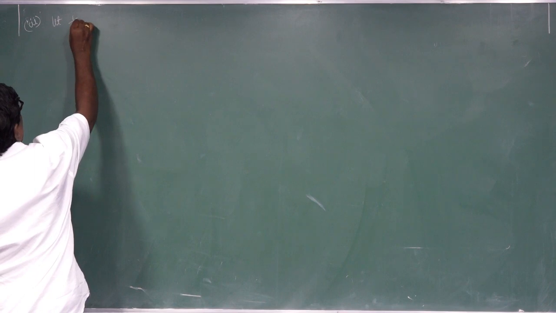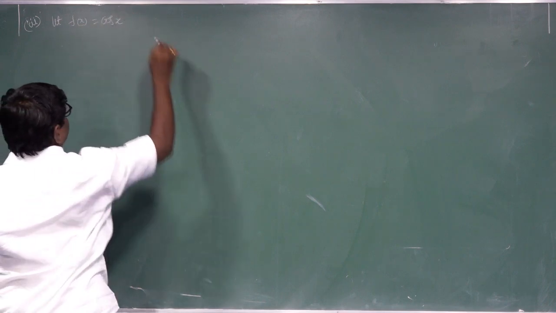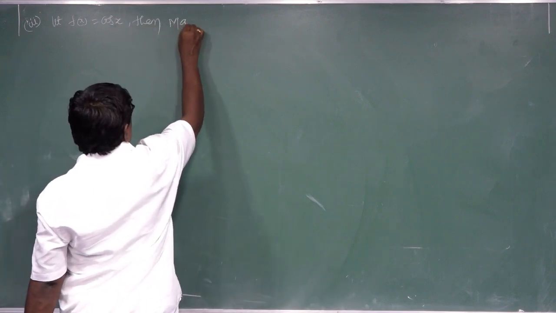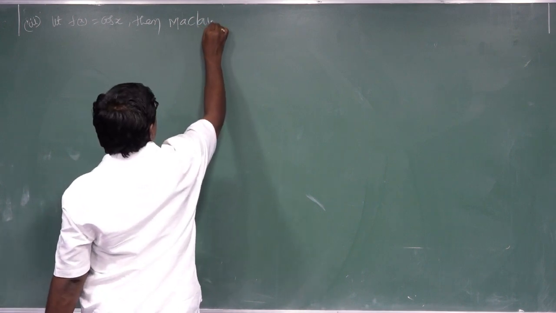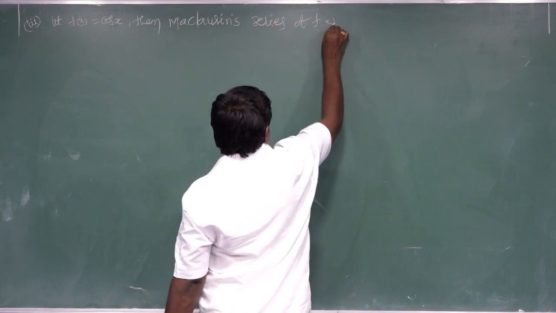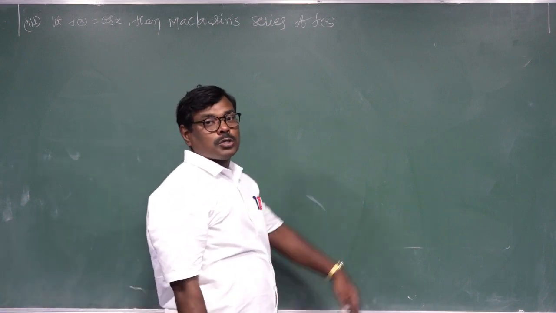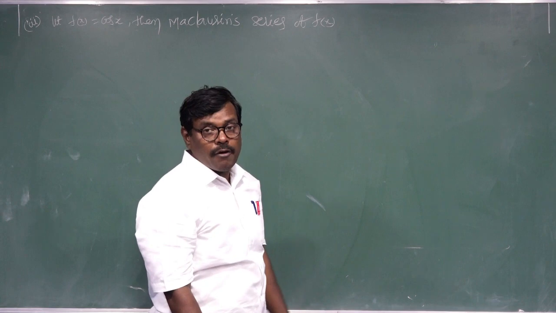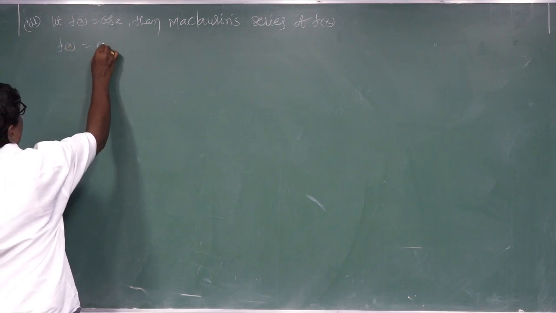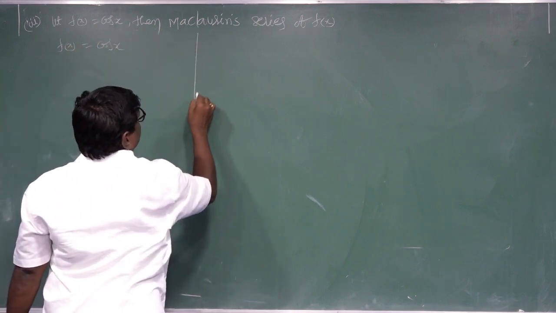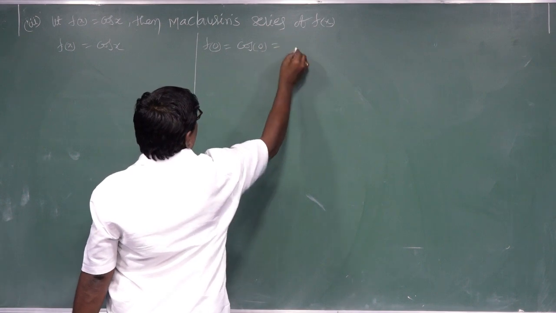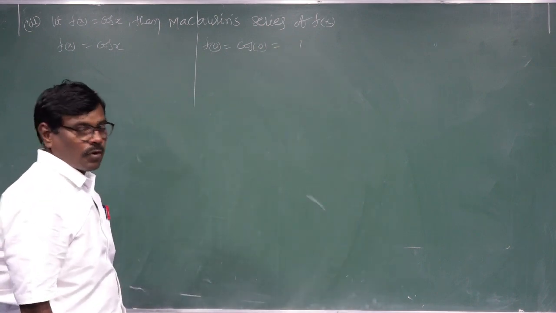Let f of x equal to cos x, then find the Maclaurin series of f of x. After taking derivatives, evaluate at x equal to 0. Now f of x equal to cos x, so f of 0 equals cos 0. Cos 0 value is 1.